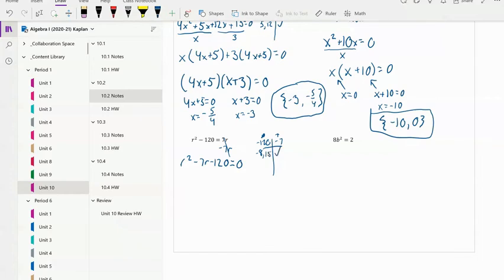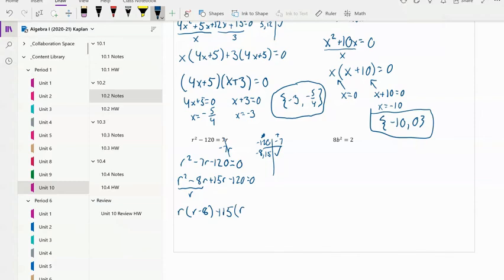-8 and 15. There we go. So that means this r squared is going to become r squared minus 8r plus 15r minus 120 equals 0. From the first two terms, I'm going to pull out an r. Hi, buddy. Yes, you do have a balloon. That's going to leave r minus 8. And then from the next two terms, we can pull out a 15. So plus 15, and that's going to leave you with r.